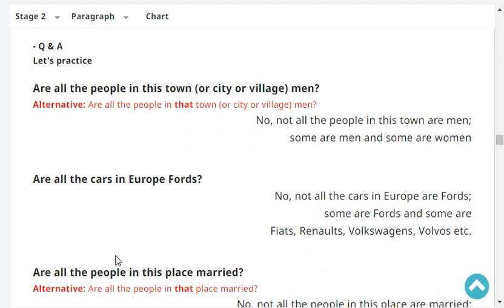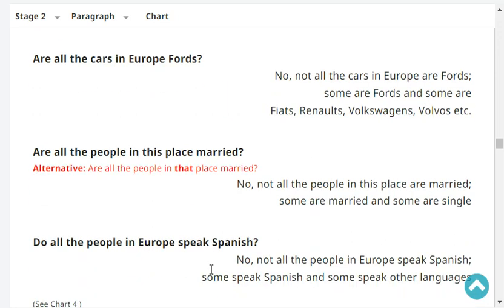Very good. Are all the cars in Europe Fords? No, not all the cars in Europe are Fords. Some are Fords, and some are Fiats, Volkswagens, Renaults, Volvos, etc. Very good.